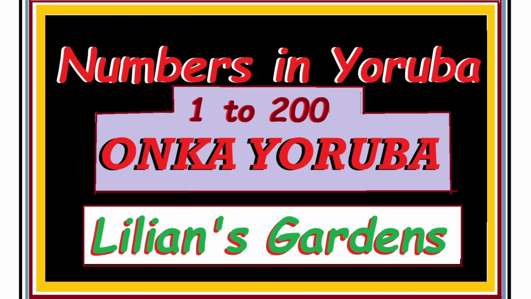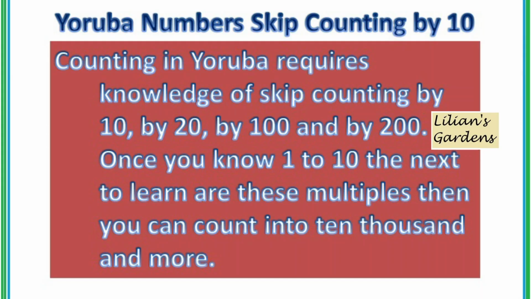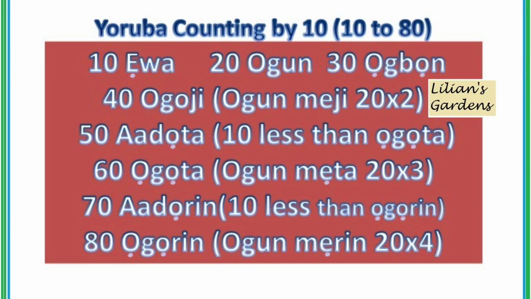Numbers in Yoruba, 1 to 200. It is a guide, Atosona Onka Yoruba. Counting in Yoruba requires knowledge of skip counting by tens, 20s, and by hundreds and 200. Once you know numbers 1 to 10, the next thing to learn are these multiples of 10 and 20. Then you can count into 10,000s and more.